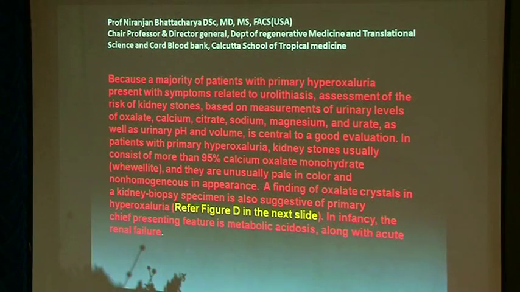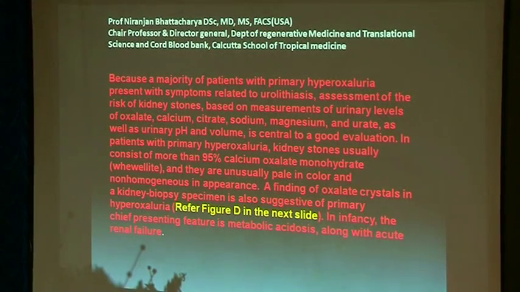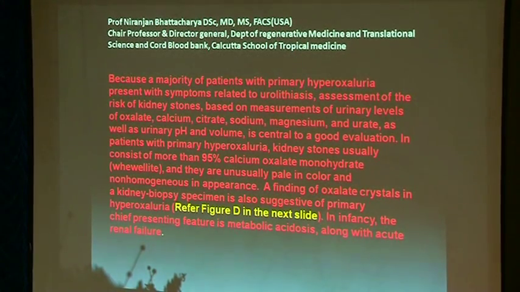Because the majority of the patients with primary hyperoxaluria present with symptoms related to urolithiasis, assessment of the risk of kidney stone, based on measurement of urinary levels of oxalate, calcium, citrate, sodium, magnesium, and urate, as well as urinary pH and volume, is central to a good evaluation. In patients with primary hyperoxaluria, kidney stones usually consist of more than 95% calcium oxalate monohydrate, and they are usually pale in color and non-homogeneous in appearance.